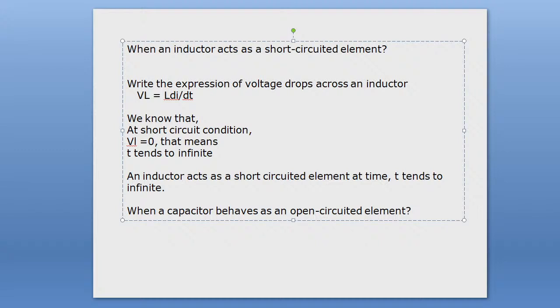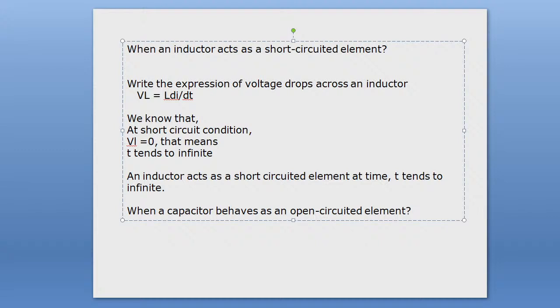So V equal to 1 by C integral of i dt, V equal to Q by C, right. Arkadev, your answer is correct. Now you tell me, from this expression, the condition when this capacitor acts as an open circuit. Open circuit means there is no current. Current should be equal to 0. Resistance should be equal to infinite. And at that moment, the voltage will be infinite. Current is 0, but voltage is infinite.